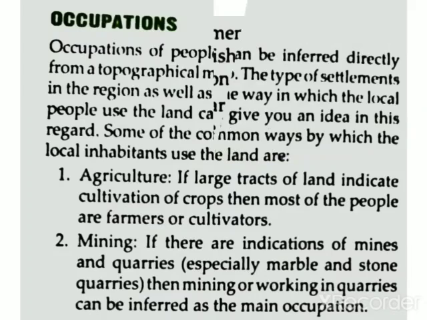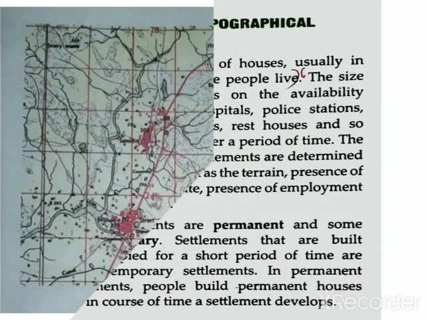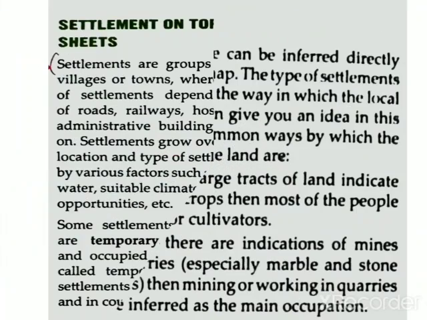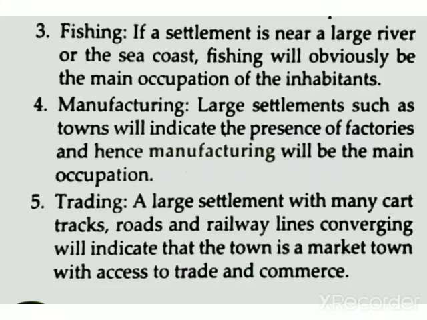So you can see on the topographical map, if you see here, the different types of roads. This is a metal road, and then you have many cart tracks. There is even the black line, which also indicates the roads. This indicates that the particular settlement is having trading. They have the market, where the settlement is engaged in trade and commerce.